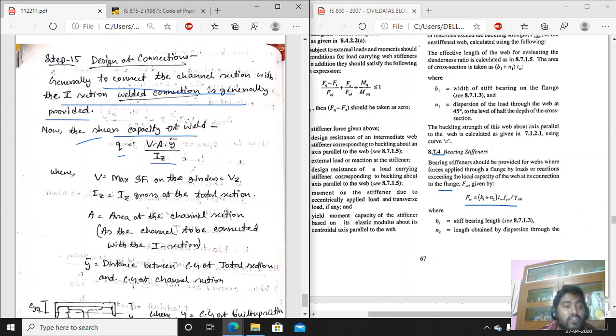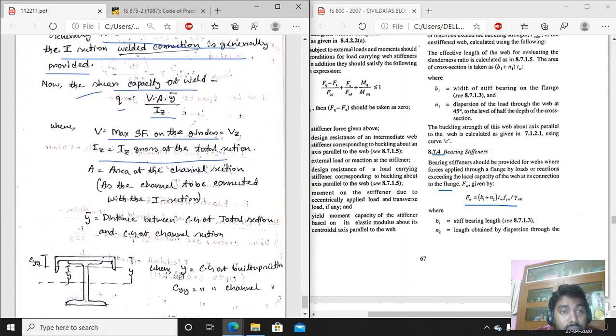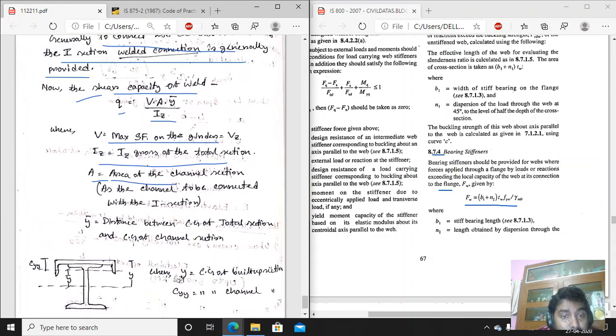Okay, now what is the V? It is the maximum shear force of the girder that we have calculated, Vz. Iz is the Iz of the gross total area. A is the area of the channel section.